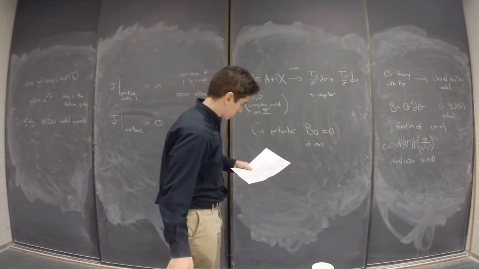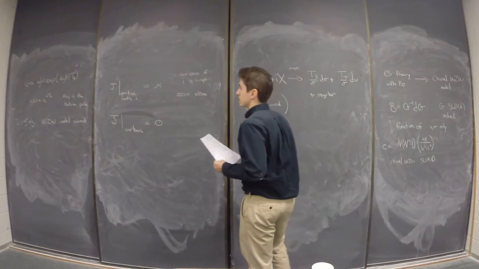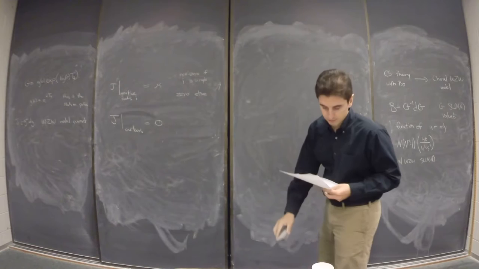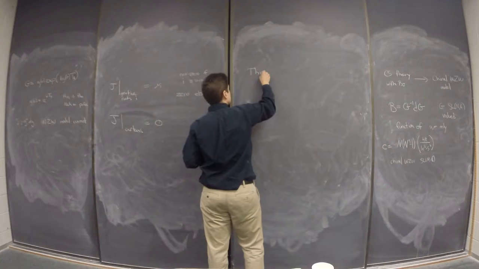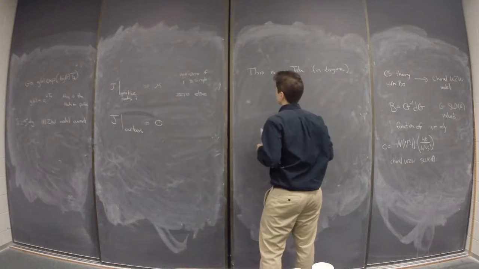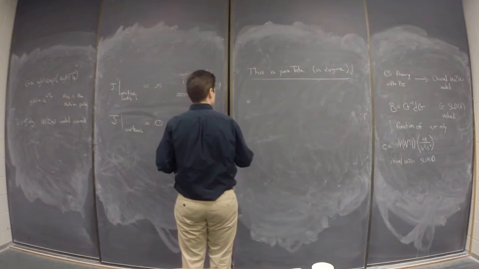So I claim that the SLN WZW model with these current restrictions is in fact the para-Toda theory just in disguise. Let me show you how to see that. Let's look for simplicity at the SL2 case.